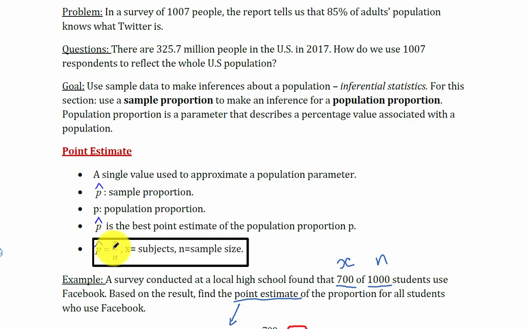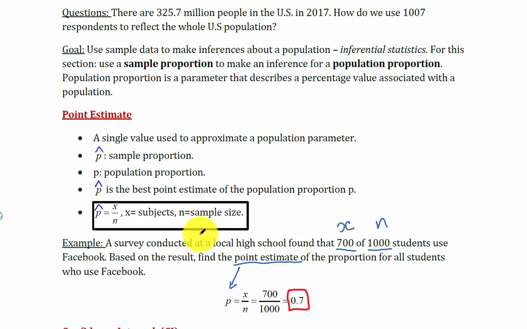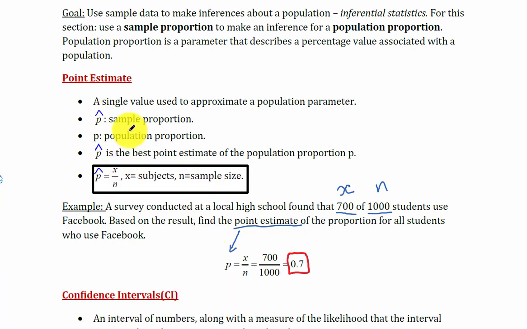The way we calculate p hat is that it equals x over n, where x is the number of subjects divided by n, which is the sample size. Now let's consider the very first example on how to find the point estimate. A survey conducted at a local high school found that 700 of 1,000 students used Facebook. Based on the results, find the point estimate of the proportion of all the students who use Facebook.